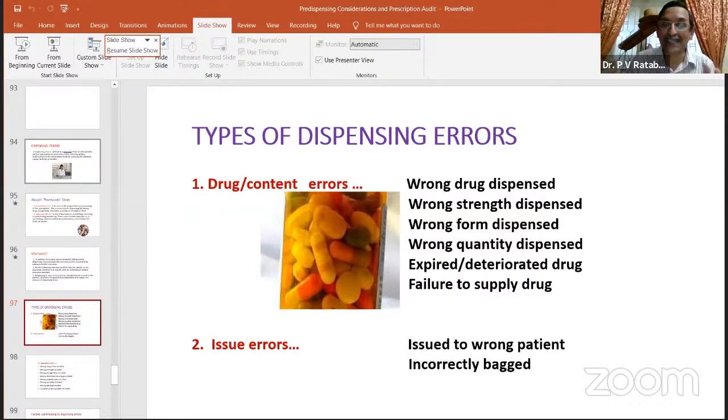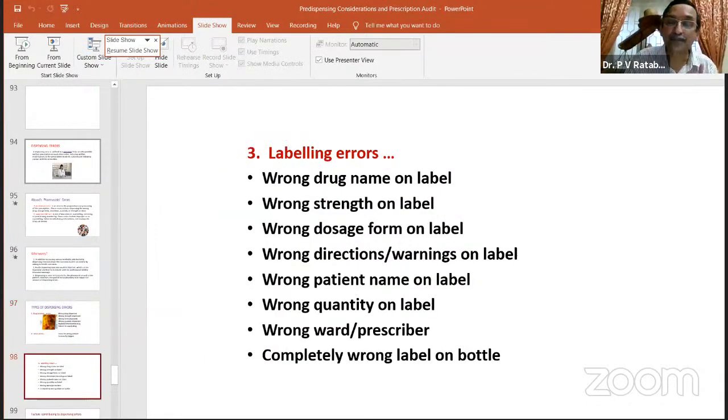If you are bagging two drugs in two bags, see that you write the name of the drug correctly. So incorrectly bagged becomes an issue error. Labeling errors, again: wrong drug name while writing, wrong strength, wrong dosage form, wrong directions, wrong patient's name. So do not collect 3-4 prescriptions together. You may interfere with the patient. Wrong quantity on label, wrong word, and completely wrong labels. All these are labeling errors which you could commit.